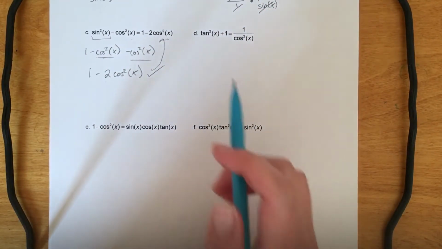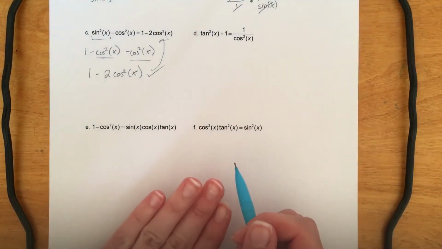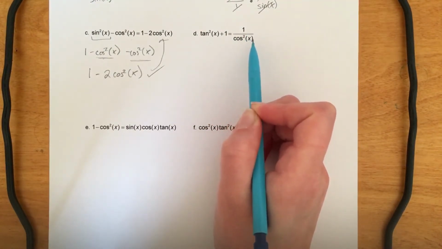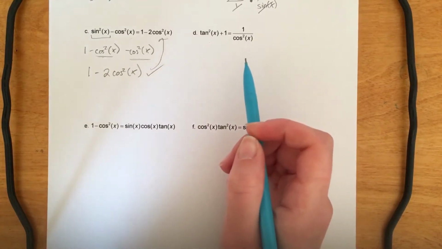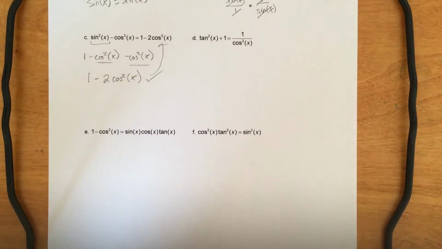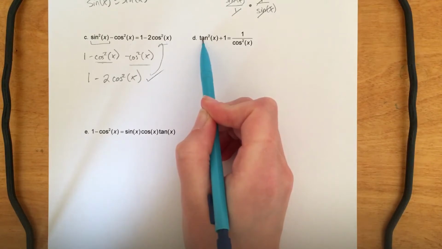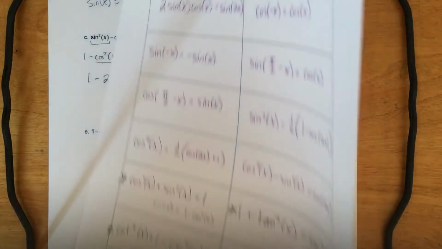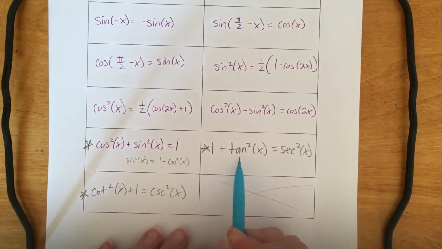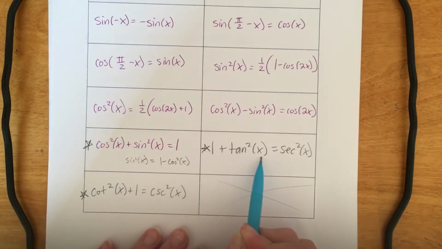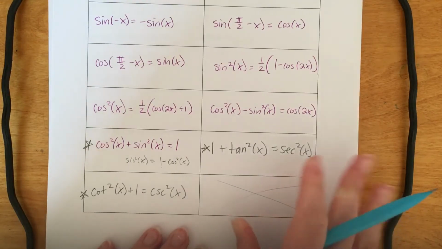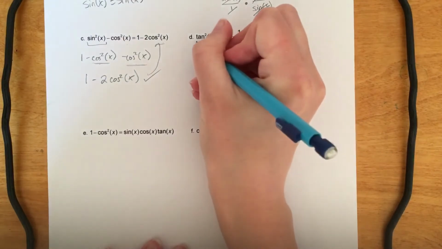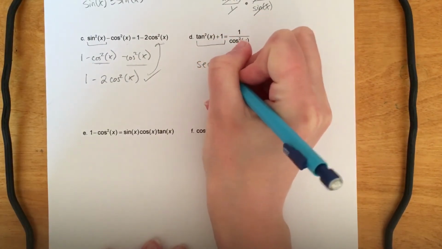Okay. Next, let's look at part D here. Tangent squared plus 1 equals 1 over cosine squared of x. Again, when we look at our trig functions, we could change tangent into sine over cosine, but let's also see if there's anything that's more helpful. If we notice this trig function, tangent squared plus 1, or 1 plus tangent squared, that's worth secant squared. So let's try changing that side into that. I'm going to change this side into secant squared of x.